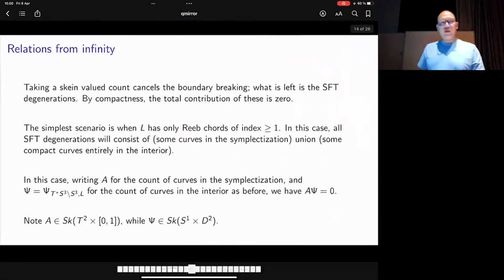The point is that one of those kinds of boundary we have already accounted for: if we count curves valued in the skein, this boundary breaking is invisible to us. Because I already explained that in a one parameter family, if all that's happening is boundary breaking, the skein valued count is invariant. So the only thing left is this SFT degeneration where it breaks at infinity.